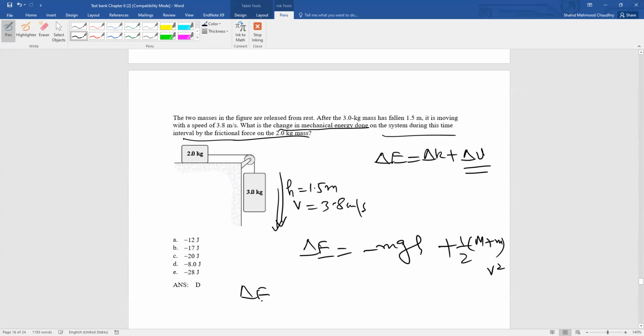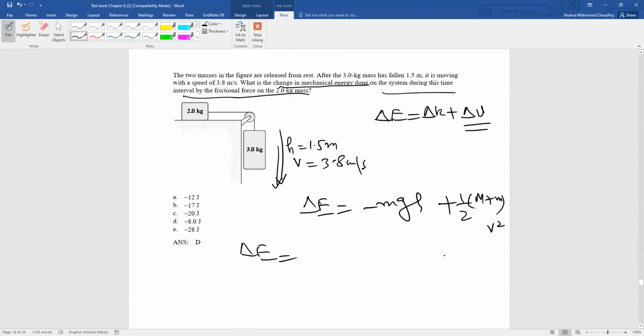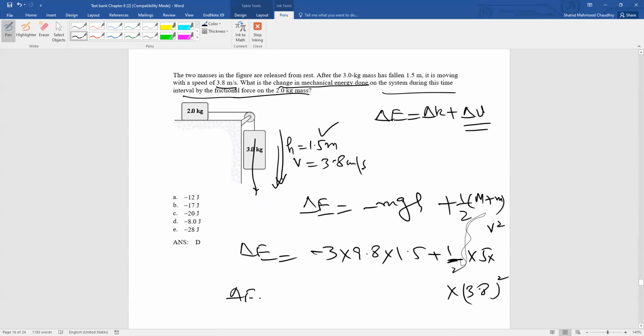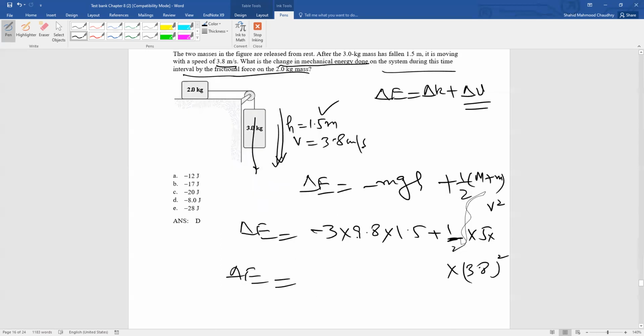So here delta E is equal to minus m g h, which means minus 3 times 9.8, since this is moving down, times the distance 1.5, plus 1 over 2 times the total mass, which is 5, times v square. v is given as 3.8 meter per second, so 3.8 squared. You can calculate this, and your answer will be around minus 8 joule. So this is the problem.